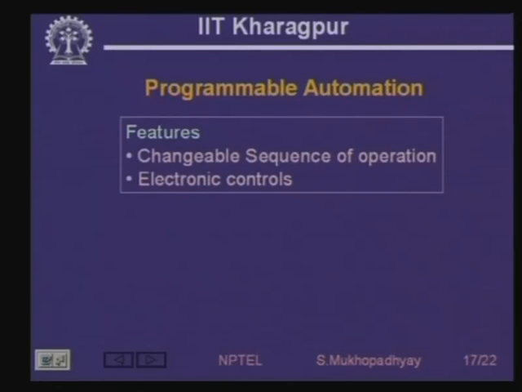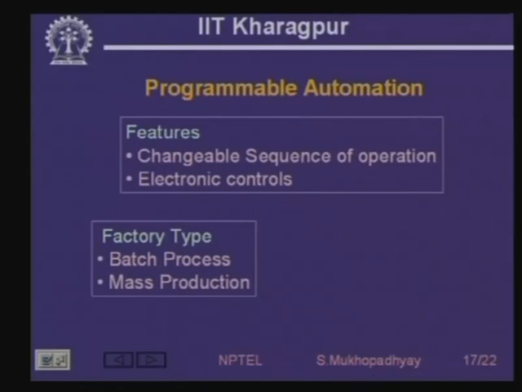That is why it first came into existence in numerical controls for discrete production. Again you have batch process, you have mass production, but now your product variety has increased, so you need to make changes. So it should be reasonably fast.